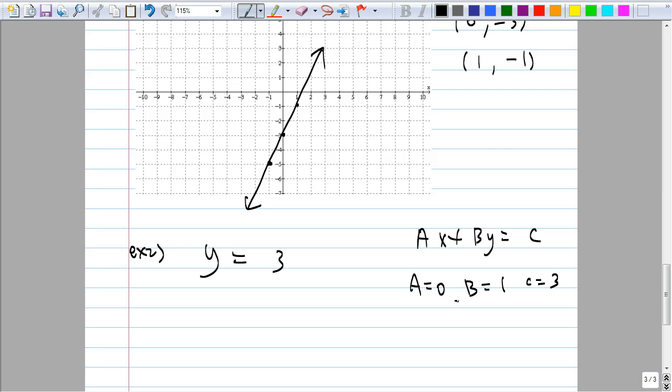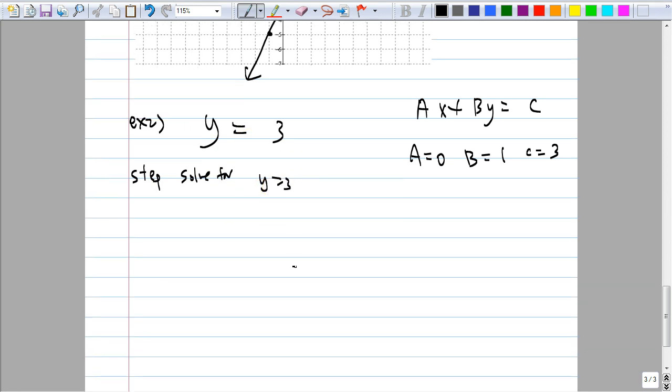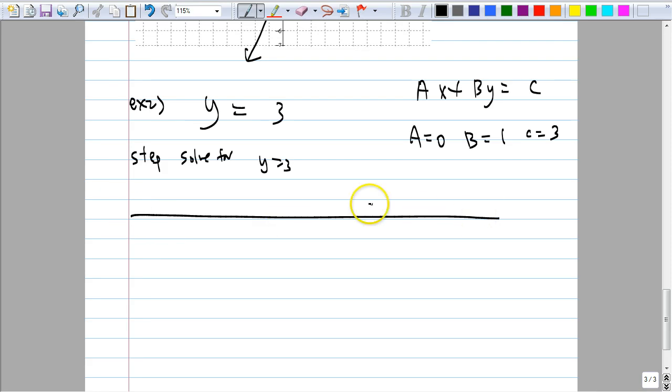Does that make sense? So what is step 1? Solve for x or y? Y. Do I need to do anything here? No, it's already solved for y. So y equals 3. Do you think we could do a table for this? Yeah, let's do a table.